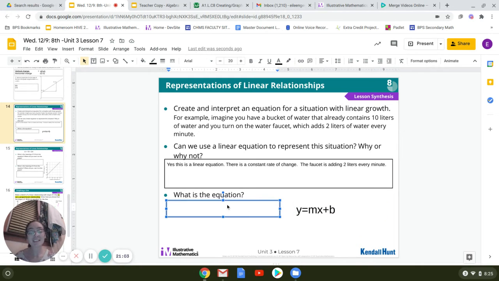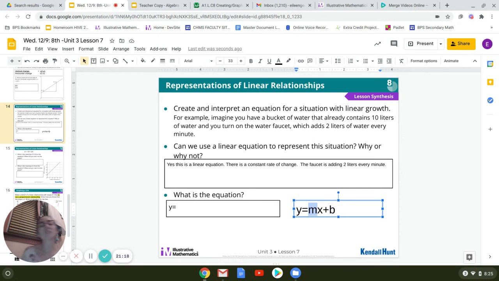So we're going to start with that same variable because that y is a variable. And then we say y is equal to mx. And that m represents our slope or our constant rate of change. Now that I just said that m is our constant rate of change, looking at this story, what was our constant rate of change? How much were we adding every minute to our container? Yes, you were right. That constant rate of change is 2 liters per minute.